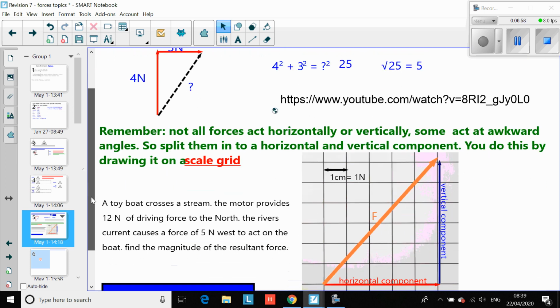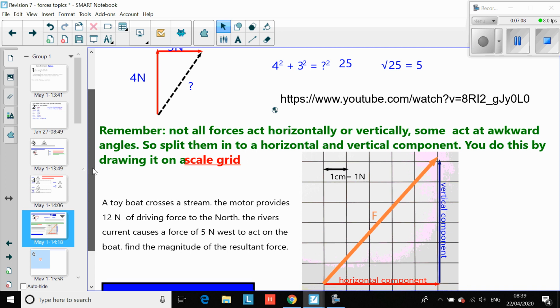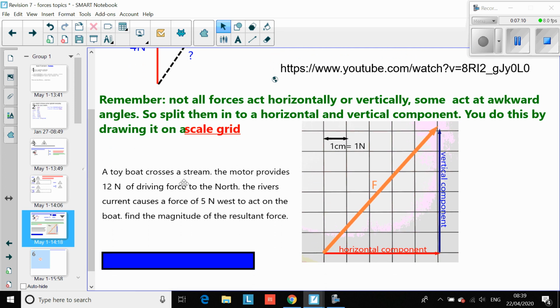Now, not all forces act horizontally or vertically. Some act at awkward angles. So we split them into a horizontal and vertical component. And you do this by drawing it on a scale grid. So here's an example. Let's just follow this for a moment.